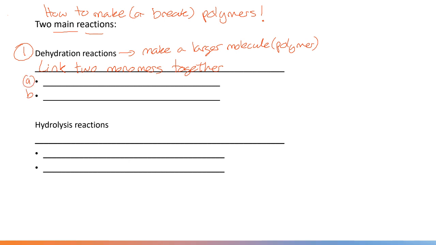Well, whenever you say I'm dehydrated, right? You're dehydrated because you are losing water. So in a dehydration reaction, this reaction causes the loss of a water molecule. So you lose a water molecule. As you lose a water molecule, however, you make a covalent bond.